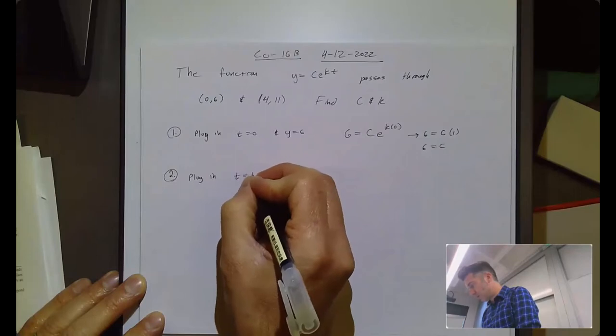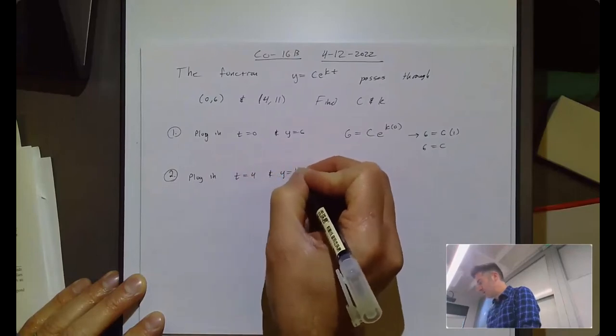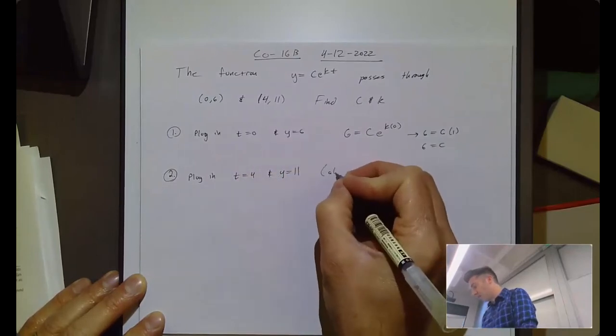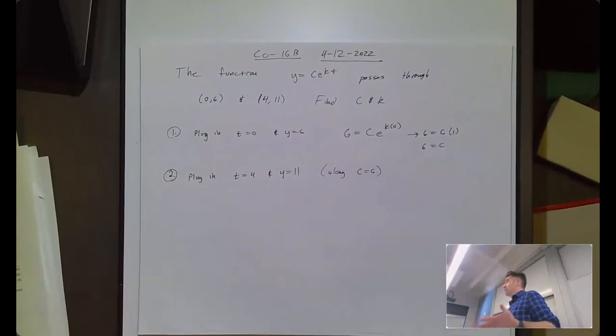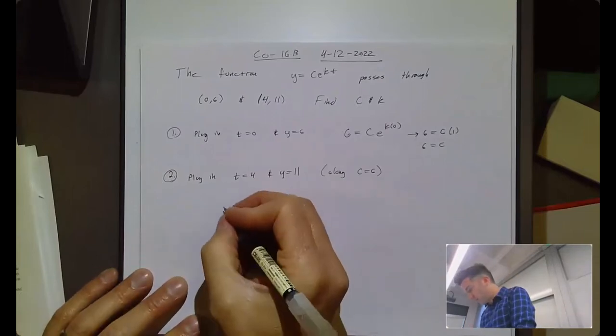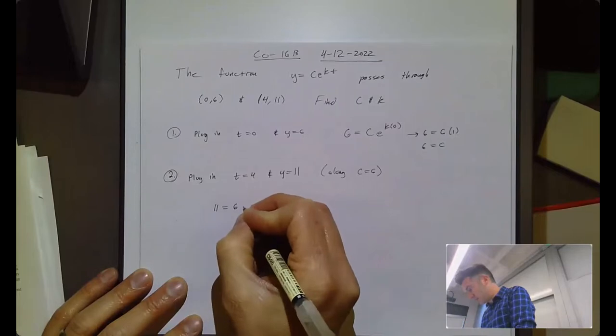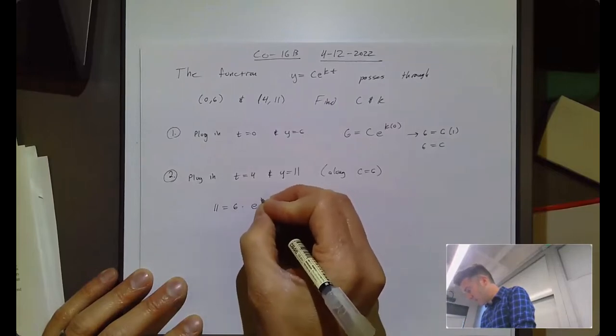And then to find the k value, we're going to plug in the other data point, t equals 4 and y equals 11, along with also plugging in c equal to 6, because we're going to use that c equal to 6 to find the k value. So let's see, what do we got here? We've got 11 equal to 6 times e to the k times 4.